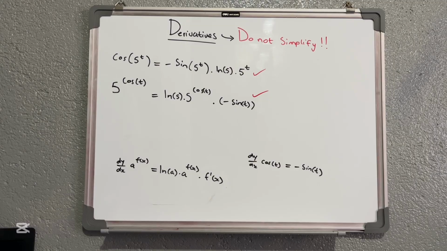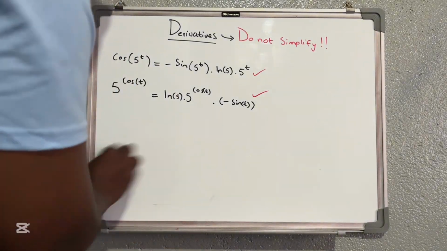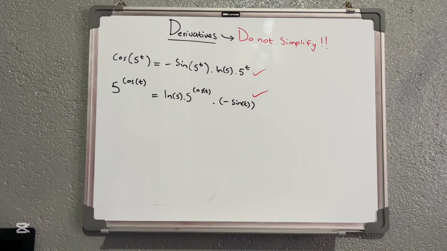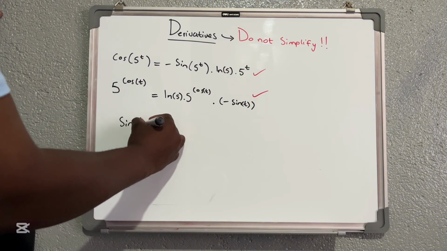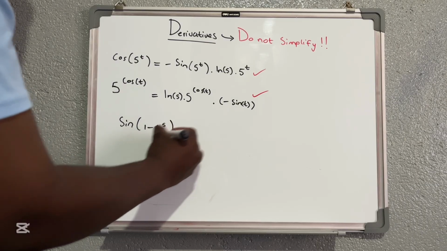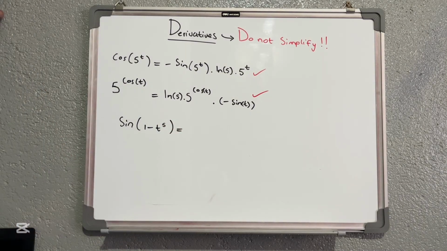So let me see, I'm trying to come up with different examples. So okay, let's just look at this one where you're having something like sine of 1 minus t to the exponent 5. Then they ask you to derive that, and you're not supposed to simplify. But with this one, I don't think you can even take it much further, so this would be finished in this instance.